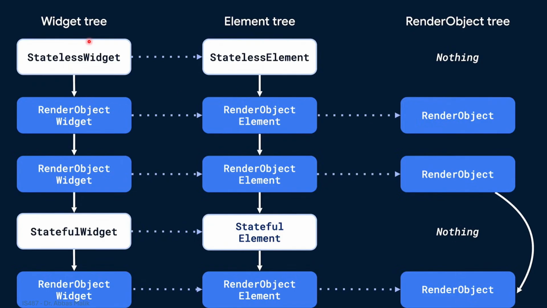So that is that. The widget tree and the element tree have a one-to-one correspondence for each and every widget that we are specifying in our application.